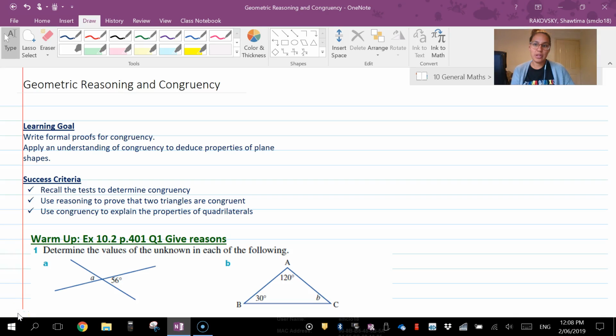Hey everyone, in this video we're looking at geometric reasoning and congruency. We're going to be looking at ways of writing formal proofs and also understanding how congruency can be used to deduce properties of plane shapes. This complements what we've already done as a lesson.